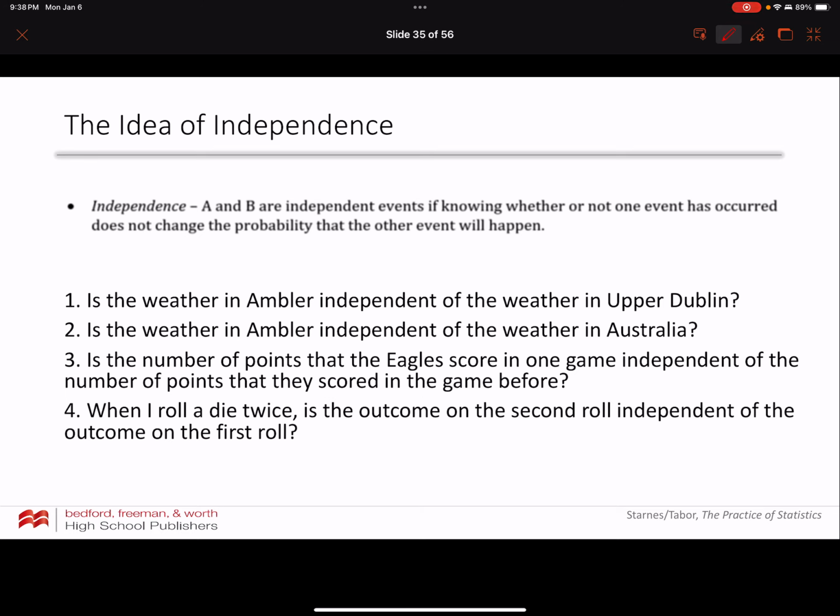How about this one? When I roll a die twice, is the outcome on the second roll independent of the outcome on the first roll? So if I get a 5 on the first roll, does that change the probability that the next roll I get a 2? Nope. No matter what happens on the first roll, the probability of getting a 1 is still 1/6. The probability of getting a 2 is still 1/6, et cetera, et cetera.